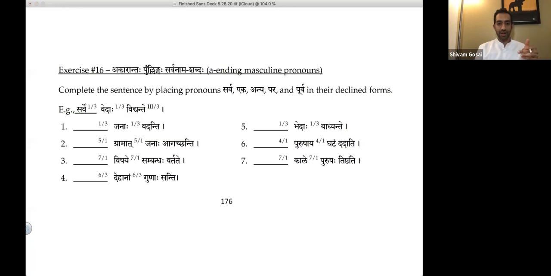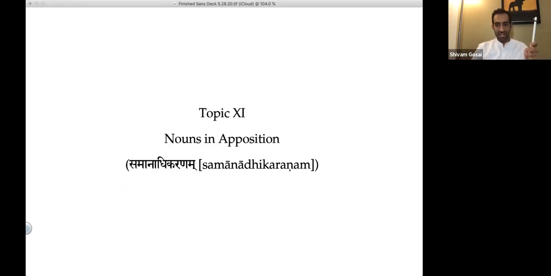One thing to note here is that all of these pronouns, the sarvanamas, match the case and the number of the word that they qualify. When I say sarve janaha, that adjective sarve refers to janaha, so all of the people. In an adjective-substantive relationship, the case and the number stay the same. This is what we call Samanadhikaranam.